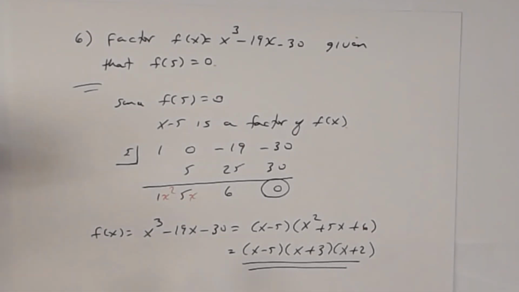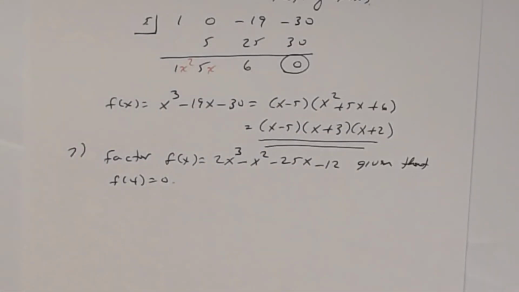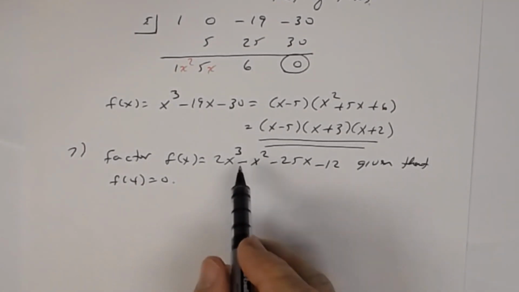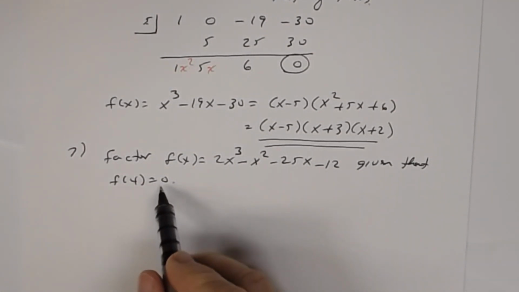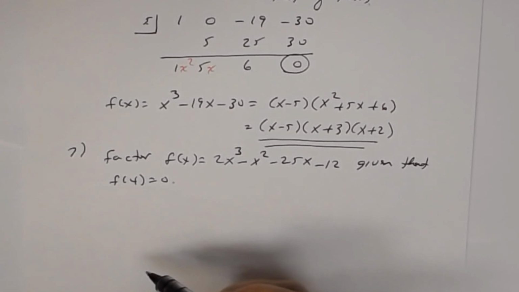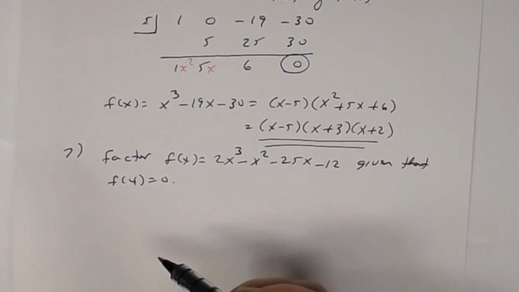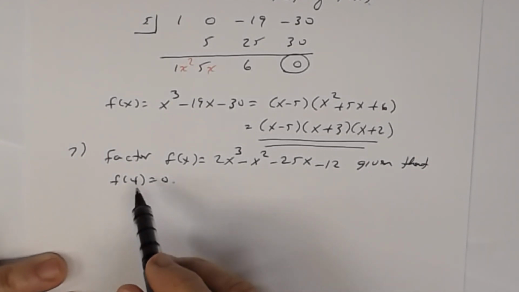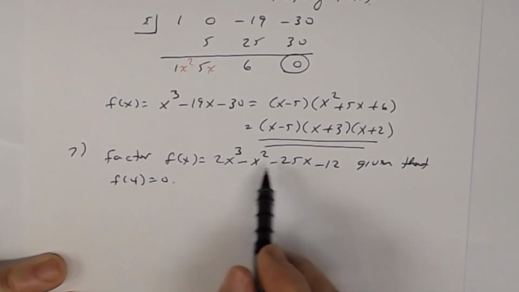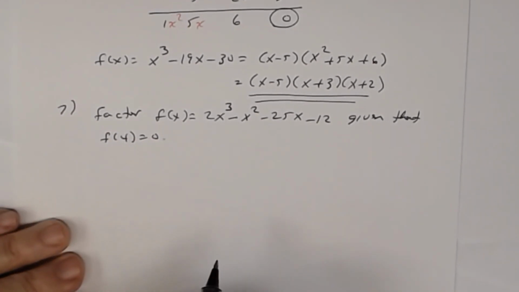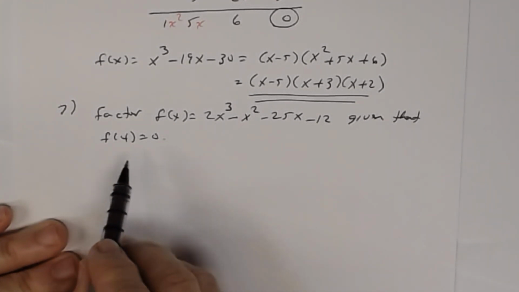All right, let's do another one. So number 7. Let's factor this polynomial, given that f of 4 is equal to 0. And we can just use the factor theorem. That's all we need to do. And this is simple enough that just using one factor will get you to find all the others. All right, so let's talk about this.